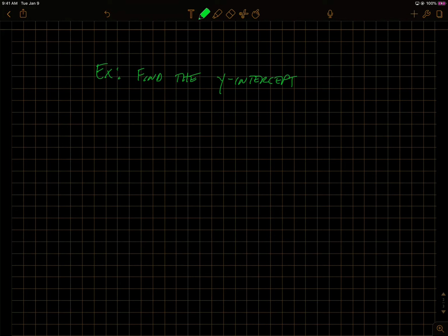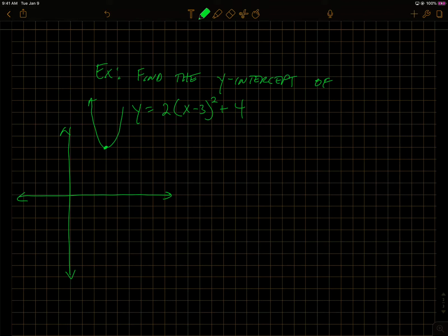Find the y-intercept of y equals 2 times (x minus 3) squared plus 4. So we know that this is a parabola. Let's get a sketch of it first. I start at 0, 0 with my vertex. It's now shifted right 3 and up 4. That's what the negative 3 and the plus 4 do. And then the 2 makes it a little skinnier. So I know it looks something like this.